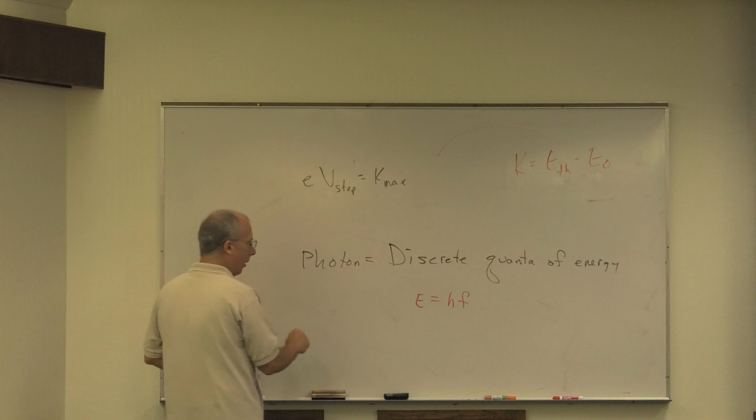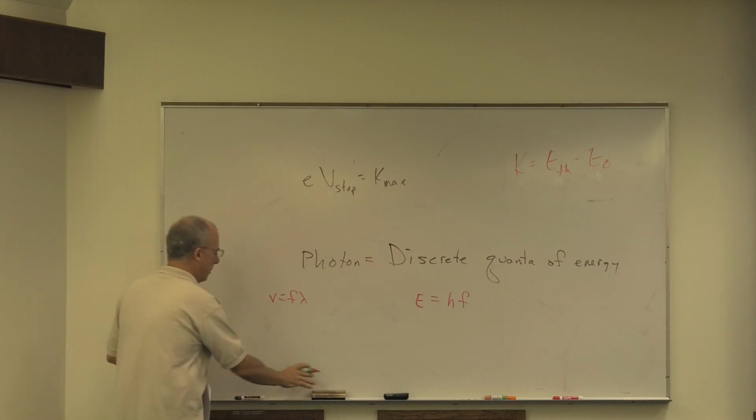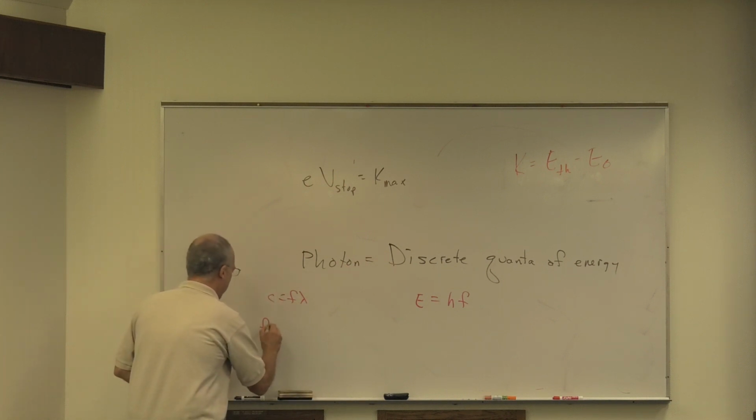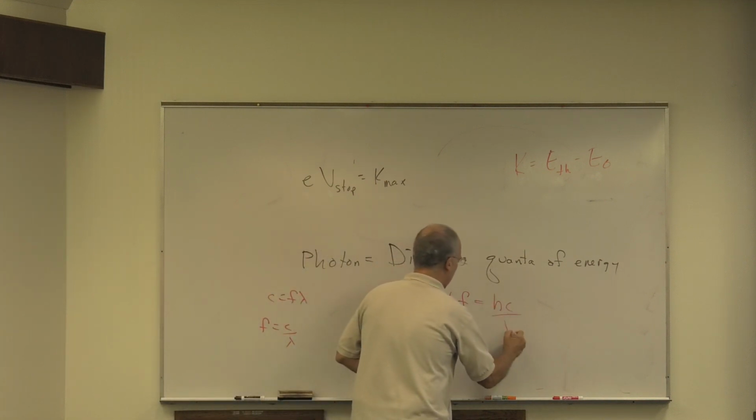Now hold it, energy equals hf. But remember, for waves, velocity equals f lambda, and now we're talking about the speed of light. We're talking about light, so we have this, right? Therefore f equals c over lambda. So we can also say this is hc over lambda.